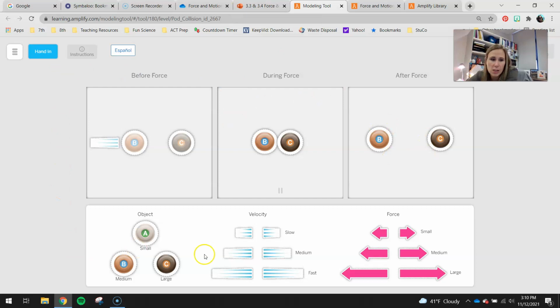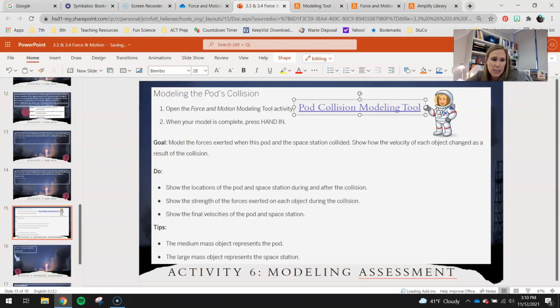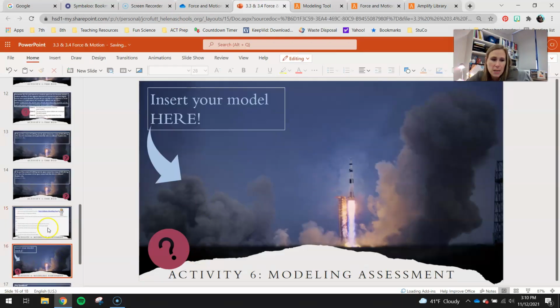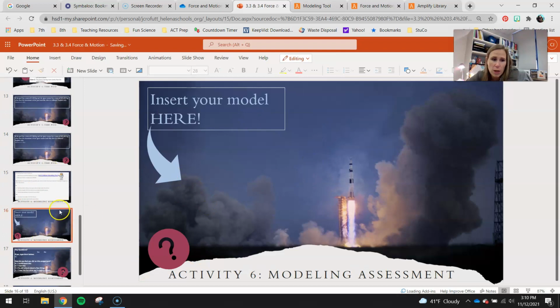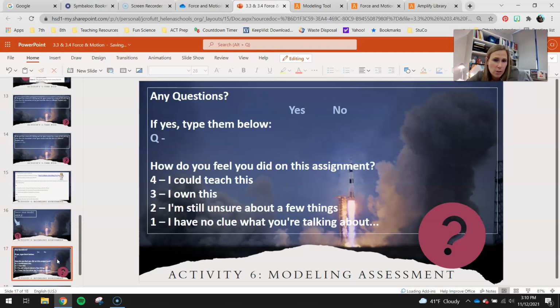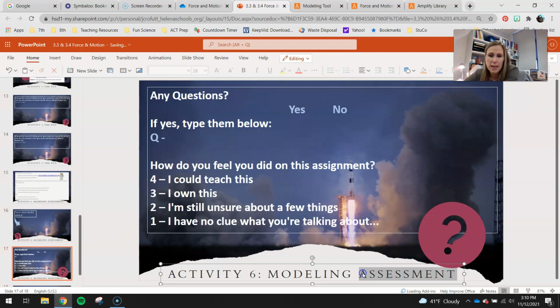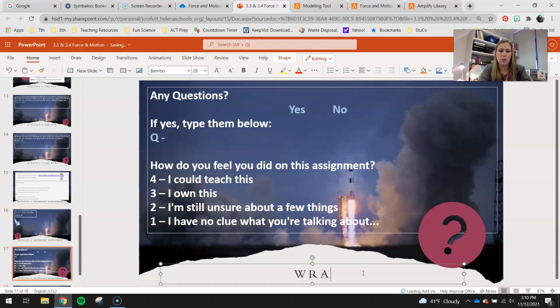Once you're done, you can screenshot your screen. You can paste it in on slide 16, okay? And again, that's going to be what I'm grading as your test grade for this lesson. Once you're done with that, go ahead and fill out your wrap-up. Do you have any questions, yes or no? If you have any questions, type them there. If not, you can go ahead and circle 4, 3, 2, 1.